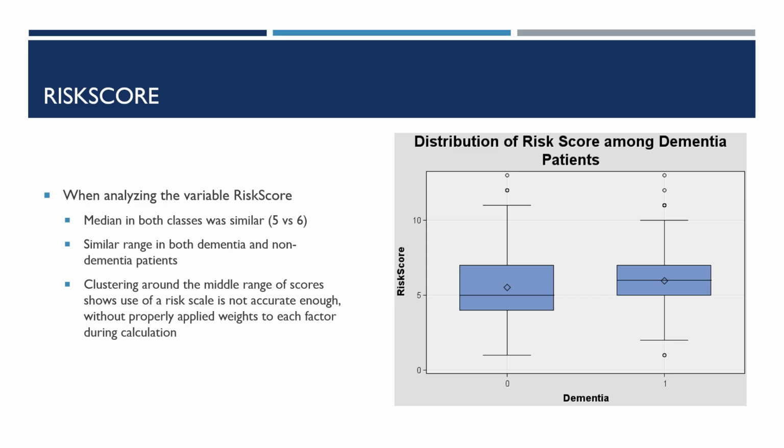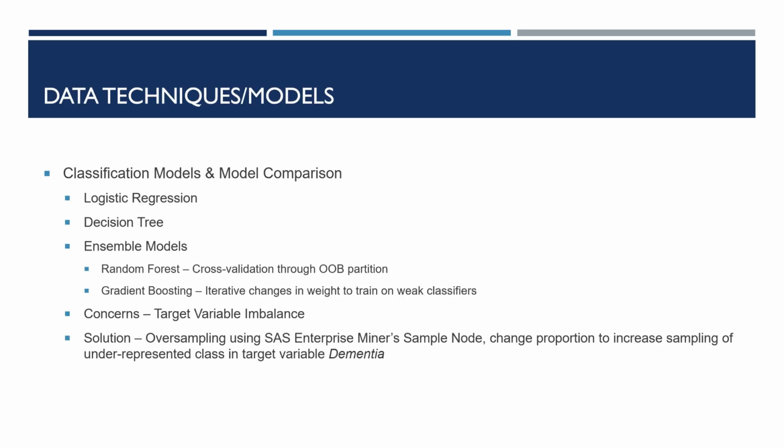This conclusion led to my choice of models for this project, which were a logistic regression model, a decision tree model, and two ensemble models through the use of the random forest and gradient boosting algorithms. These models were chosen to reduce the risk of overfitting, in addition to reducing the effect that class imbalance in the target variable may have on each model. This was also addressed by the use of oversampling to increase the representation of the positive class in the target variable dementia.